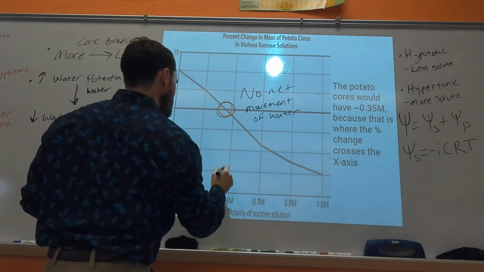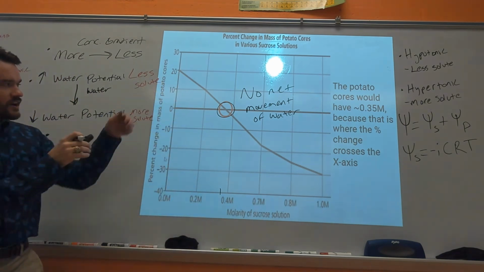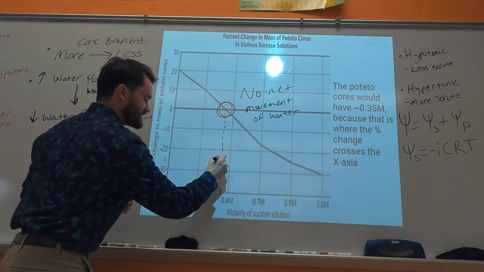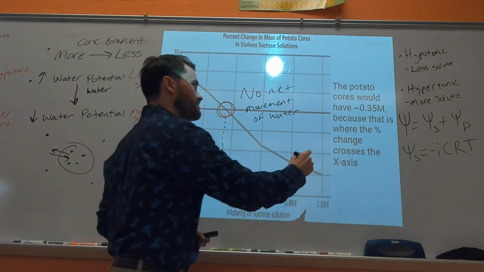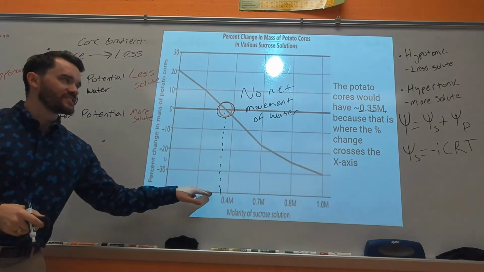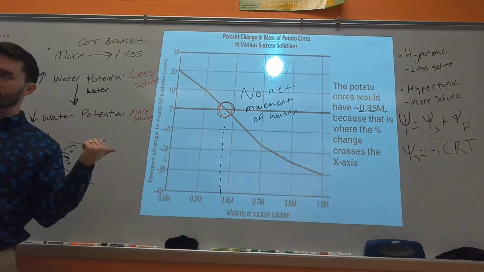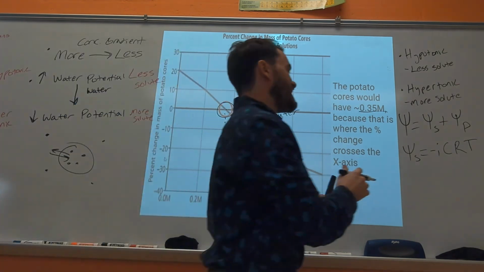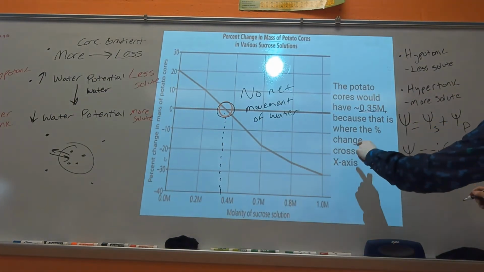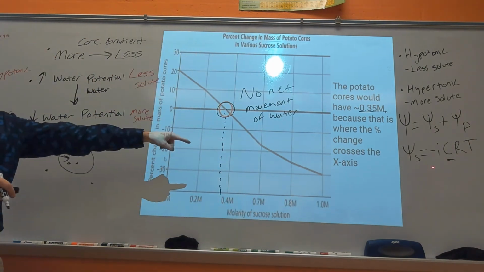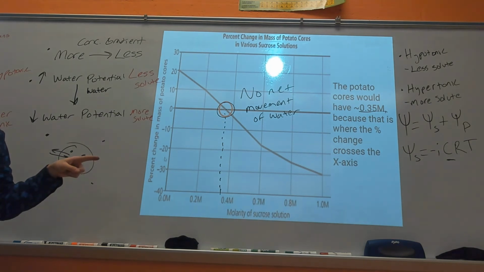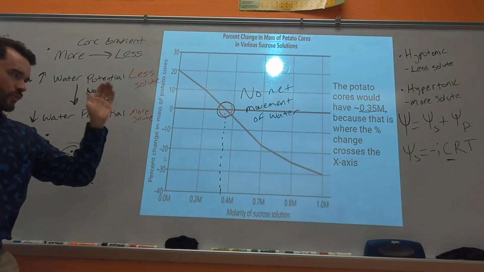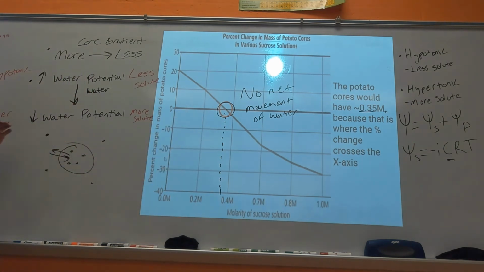Meaning, wherever this happens, wherever you meet on the x-axis here, the x-axis being the molarity of the sucrose solution, let's say that's 0.35, that tells you that is the concentration of sugar inside those potato cores. So, in other words, that is going to be my C. 0.35 would be my C if I'm trying to calculate the solute potential inside those potato cores. That's got to make sense to you. Wherever it crosses over, that tells you it's isotonic. Now water's going in and out at the same rate.